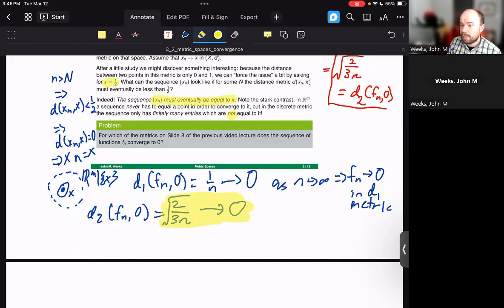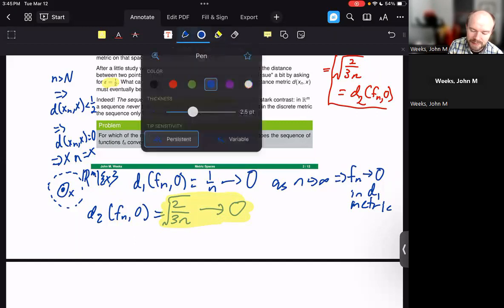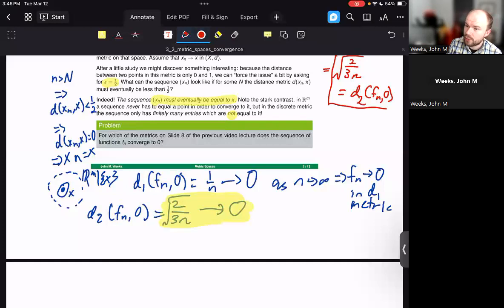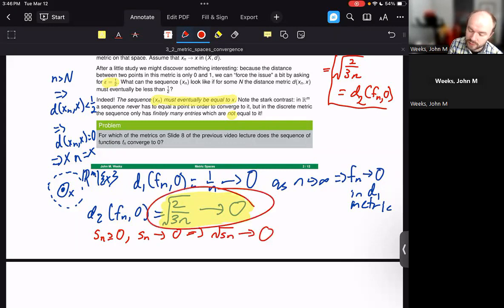You might, at some point, prove a lemma. If I know that a particular sequence s sub n goes to 0, say s sub n is greater than or equal to 0 and s sub n goes to 0, then that implies the square root of s sub n goes to 0. If you want to prove that, that's totally fine. That can be very useful here in order to show that this sequence goes to 0. At some point, you might use the fact that 1 over n goes to 0, and you can do that without proof.